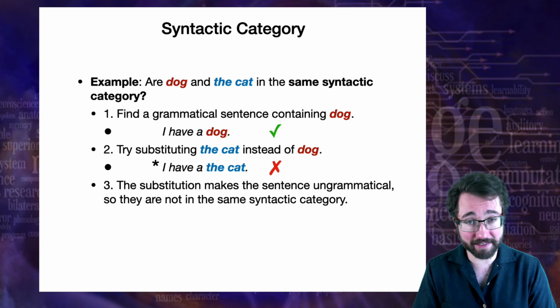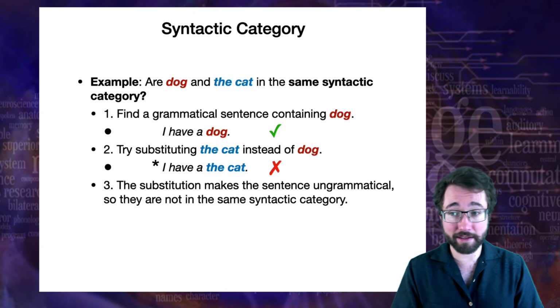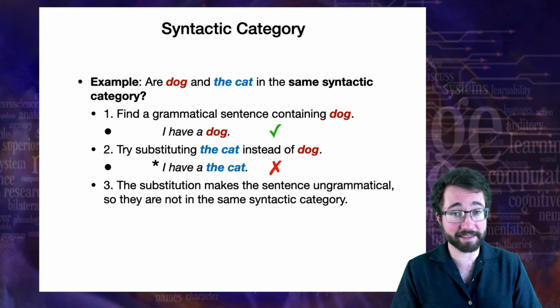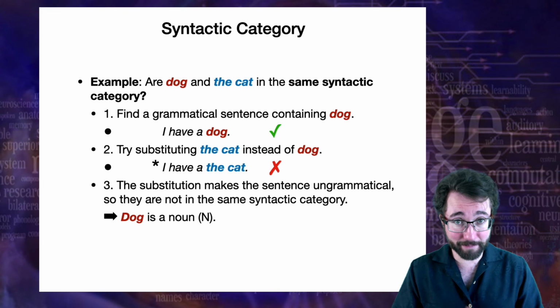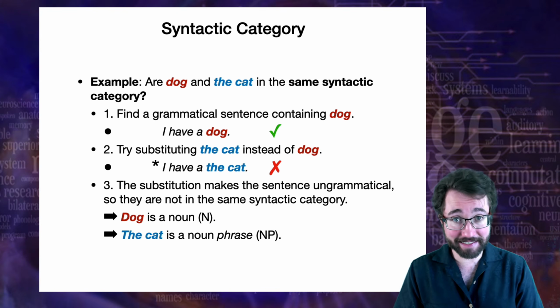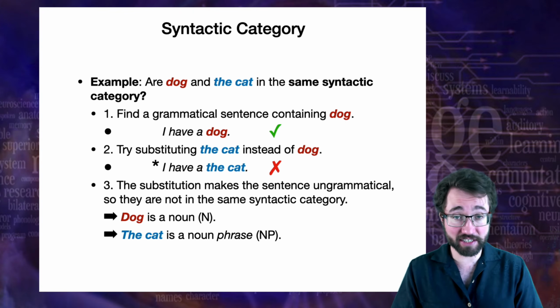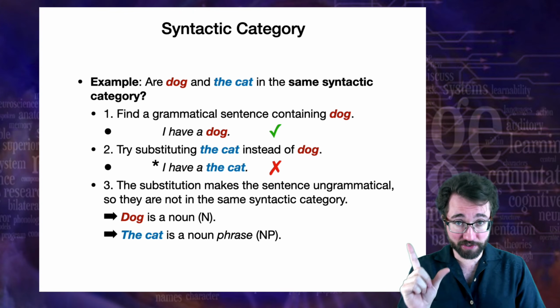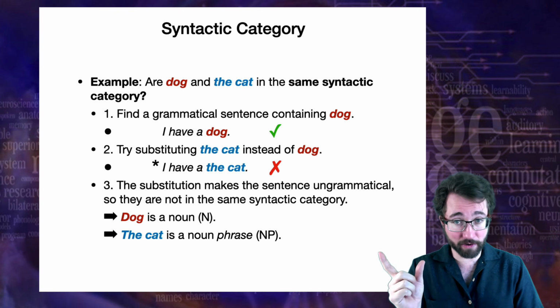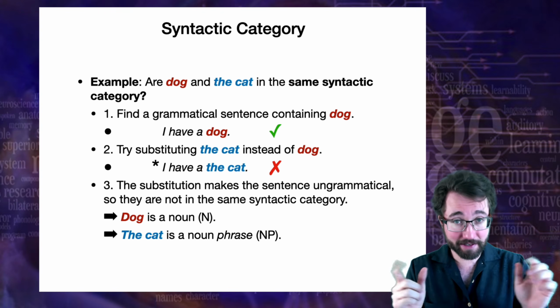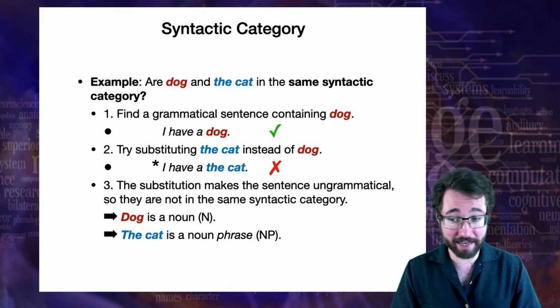The substitution makes the sentence ungrammatical, therefore these sequences of words are not in the same syntactic category. In fact, dog is a noun, an N, and the cat is a noun phrase, an NP. So there's a distinction between a noun, which is this category, and a noun phrase, which refers to this particular category, like it has a determiner and then a noun.